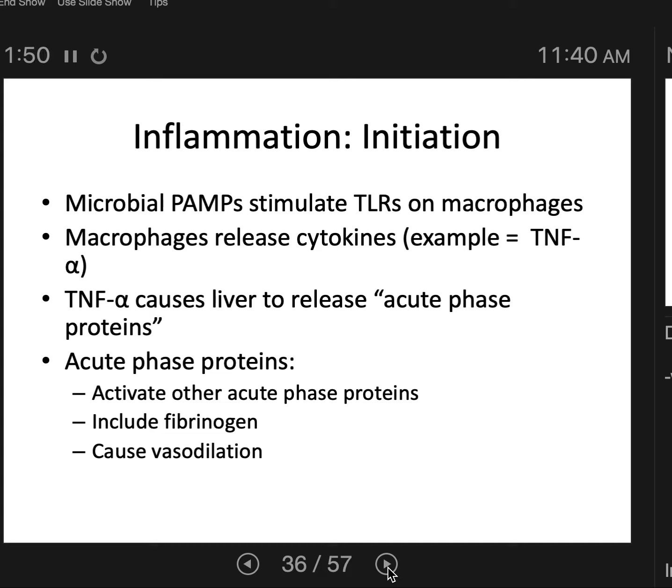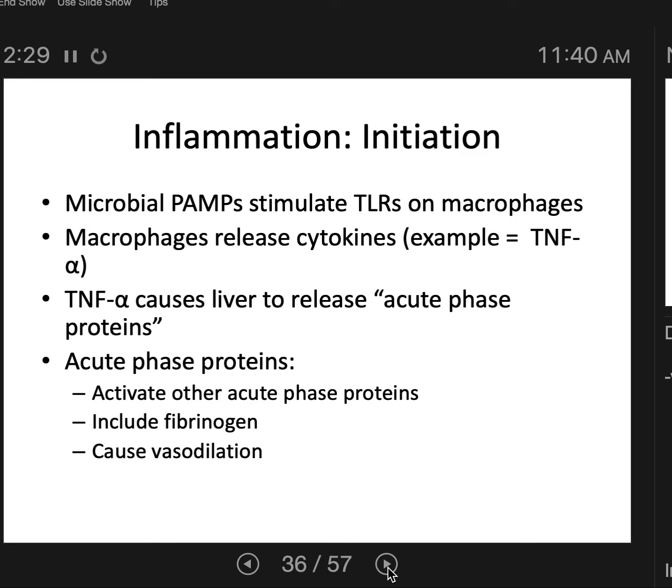Those macrophages will then become activated and they're going to release cytokines. For example, they will release TNF-alpha, tumor necrosis factor alpha. And that's one of the three classes of cytokines I wanted you to know from a previous lecture video. TNF-alpha causes the liver to release acute phase proteins. So you have the macrophages at the site of infection or at the site of a wound, activated by microbes and releasing TNF-alpha. TNF-alpha travels through the bloodstream to the liver, and it causes the liver to release acute phase proteins. And acute phase proteins do a whole bunch of things.